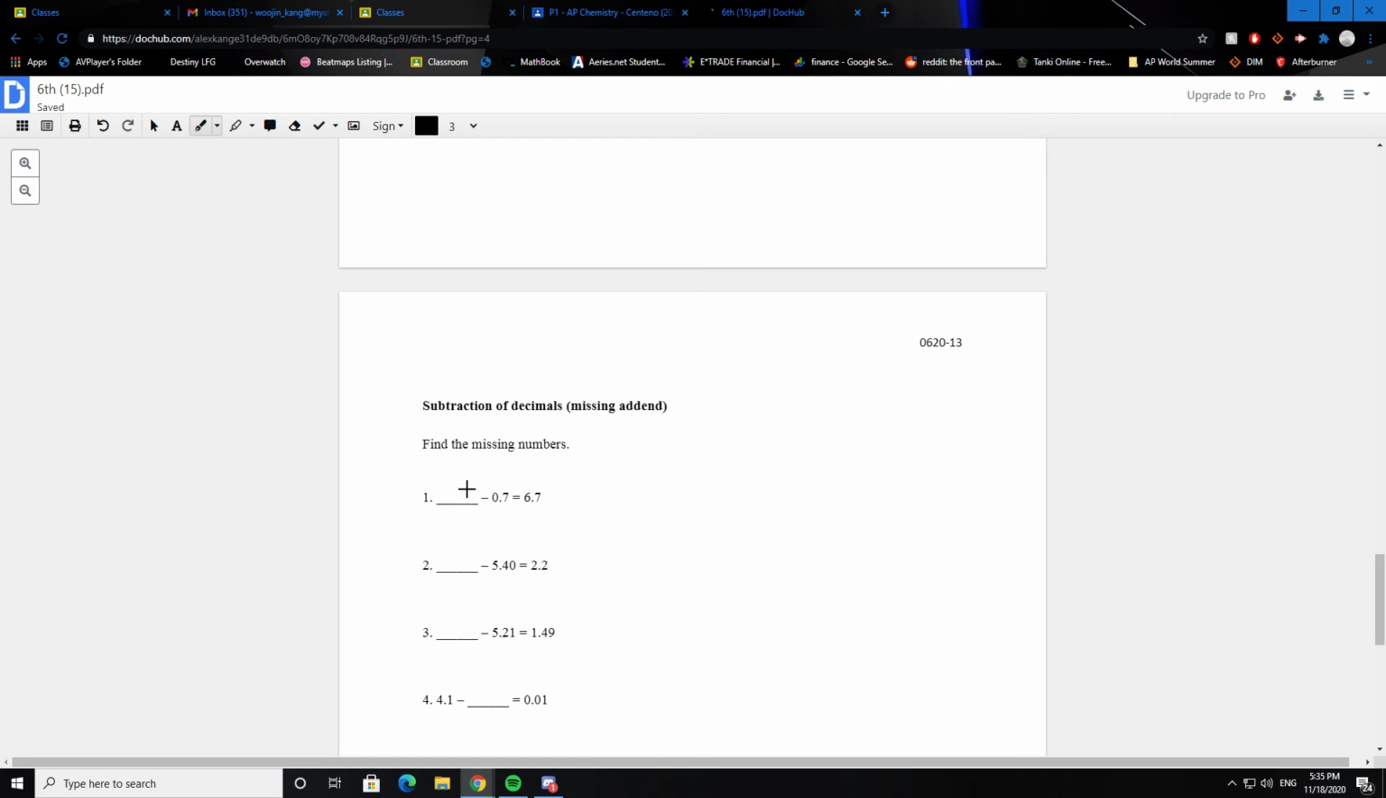So here you're trying to find the missing number. You have to isolate it. Put it on its own side. So you add 0.7 to both sides. Now what's 0.7 plus 6.7?